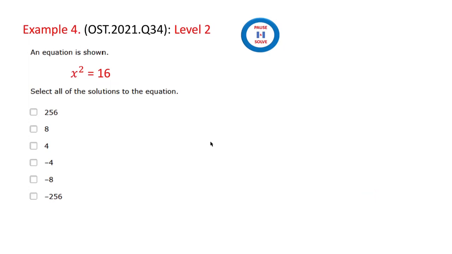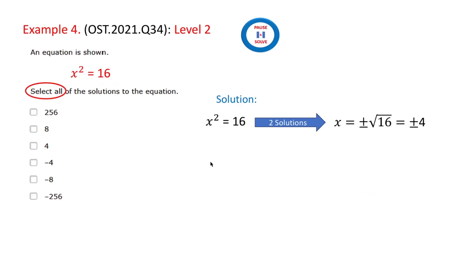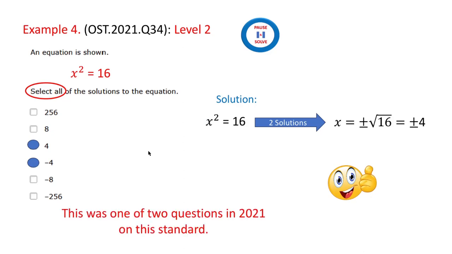Example number 4, that's a level 2. An equation is shown, x squared is equal to 16. Select all. So one would expect more than one correct answer. So you solve this, put x squared is equal to 16. 2 solutions, always 2 solutions. X is plus or minus the square root of 16, plus or minus 4. You mark it, you get a full mark. This was one of 2 questions in 2021 on this standard.